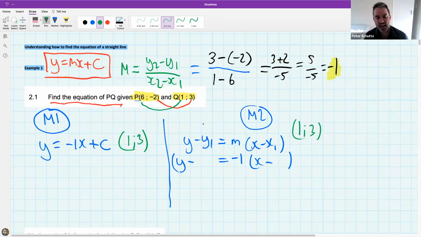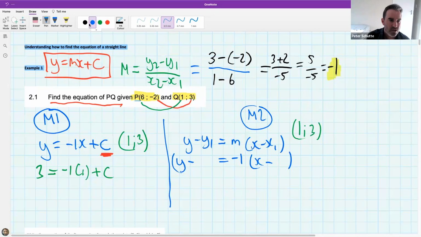Now, if we are going to find the c value in method 1, what we need to do is sub in this point 1, 3 on the line. So I take this 3 and I put it where y is. And then when I have an x, I'm going to put a 1. I get c. I want to know from you at home, what is the value of c that I'm going to find?